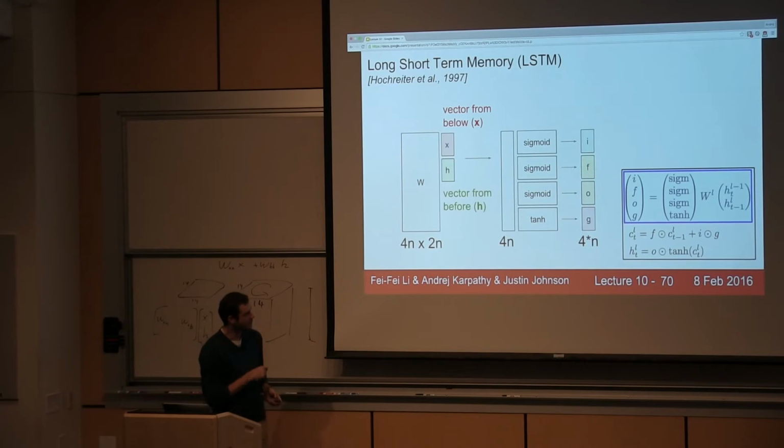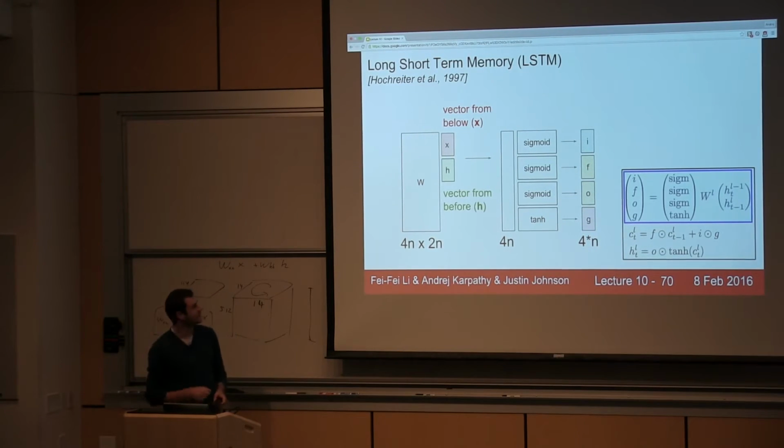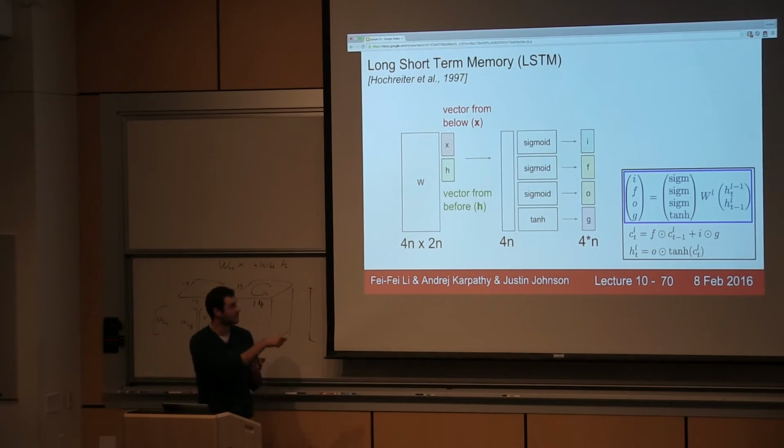Okay, so basically the way to think about this is, think of I, F, and O as just binary, either 0 or 1. We want them to have an interpretation of a gate. Think of it as either zeros or ones. We of course make them sigmoids later because we want this to be differentiable so that we can backpropagate through everything.